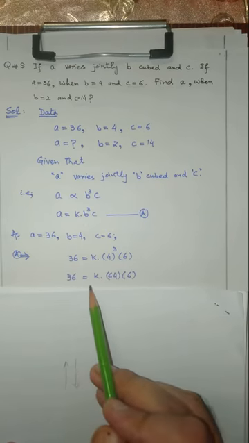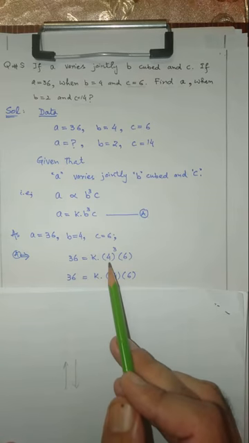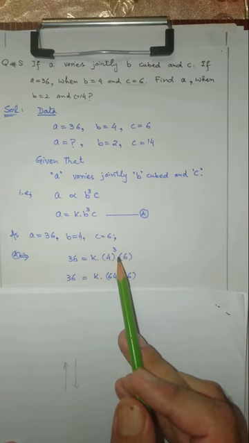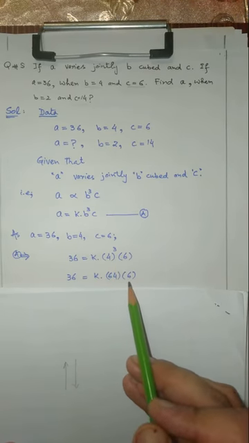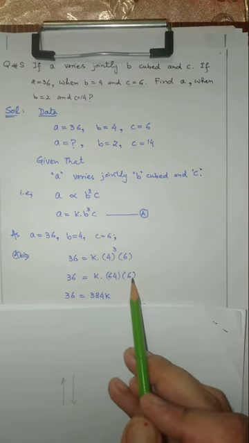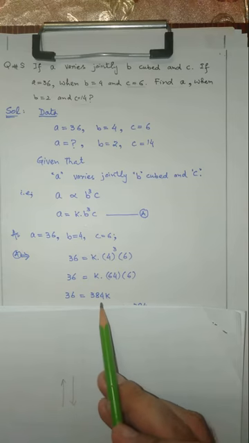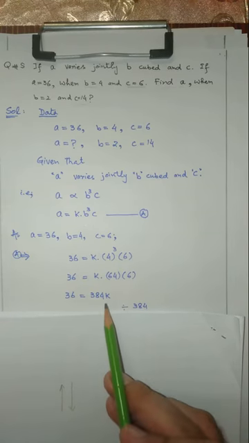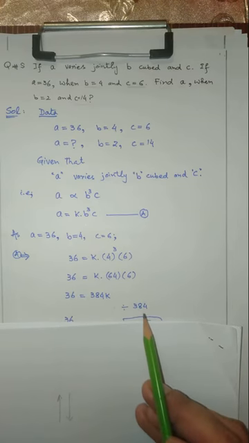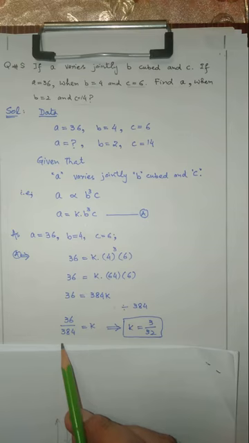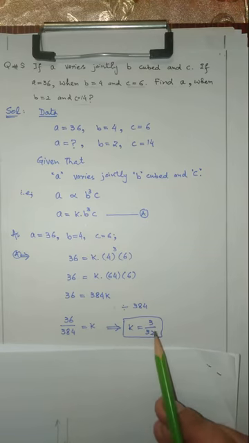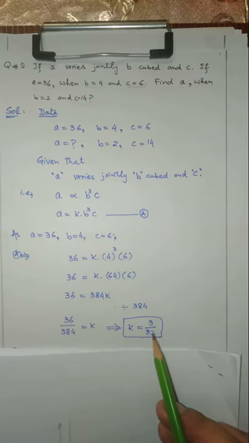36 as it is equal to k, 6, 4 cube means 4 multiplied 3 times. So 4 4s are 16 and 16 4s are 64. 6 as it is. Now multiplying 64 with 6, which is equal to 384. To find out the value of k, dividing by 384 both sides. 36 divided by 384 is equal to k. This implies k is equal to, after simplification, 3 by 32.